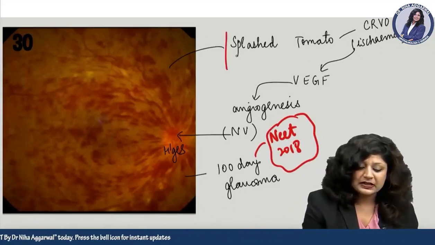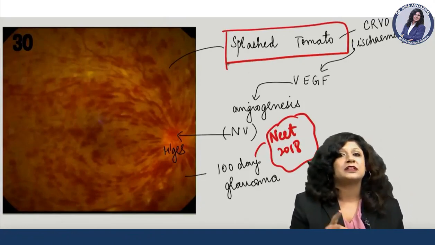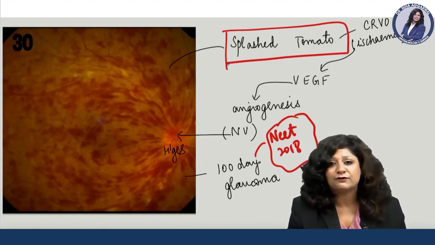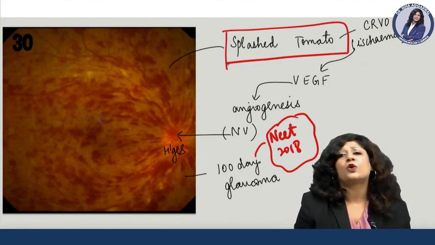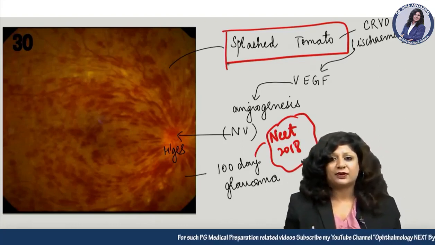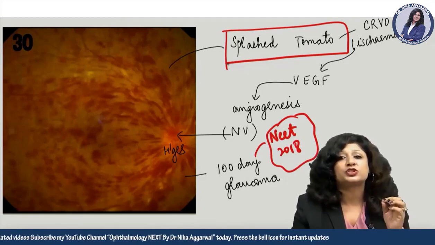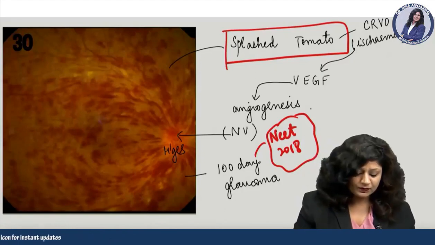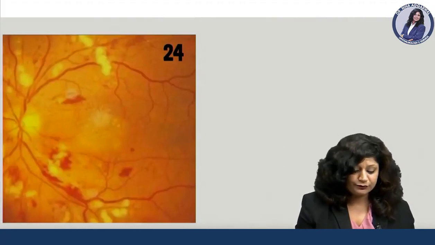So this is the typical splashed tomato appearance. While we get the cherry red spot in the CRAO, we get the splashed tomato appearance in cases of CRVO. This is also called the blood thunder appearance. It is also called the tomato ketchup appearance. The idea is a lot of hemorrhages in the fundus. So if you are getting a lot of hemorrhages in the fundus, you are always sure that you are dealing with a case of CRVO.